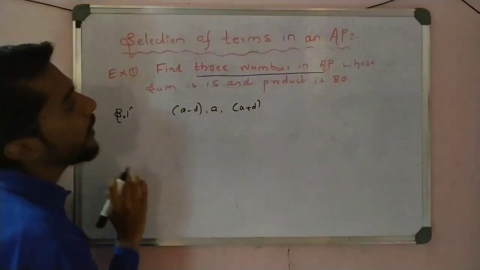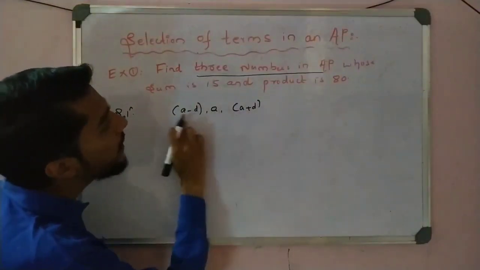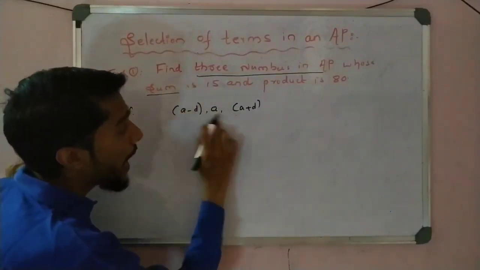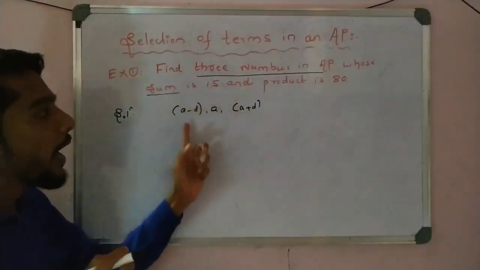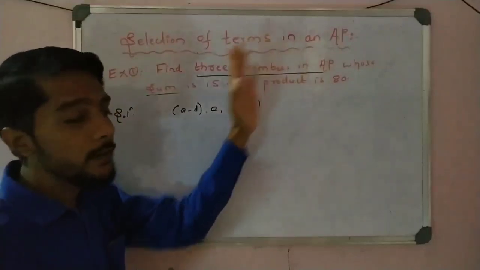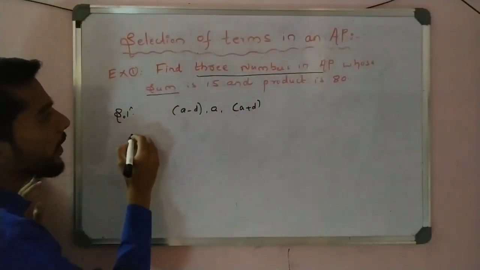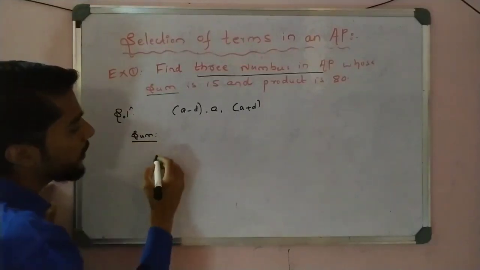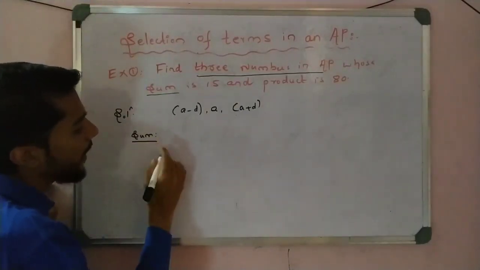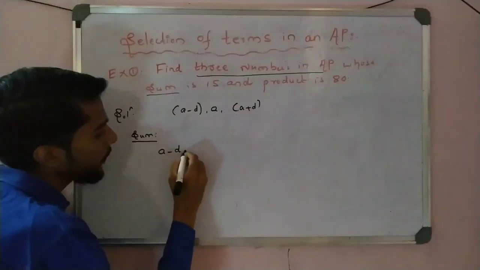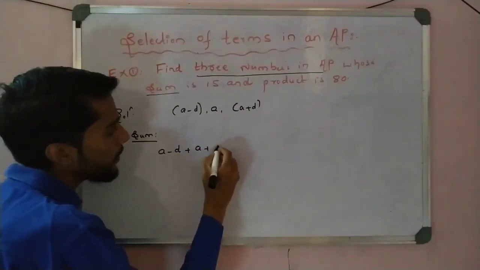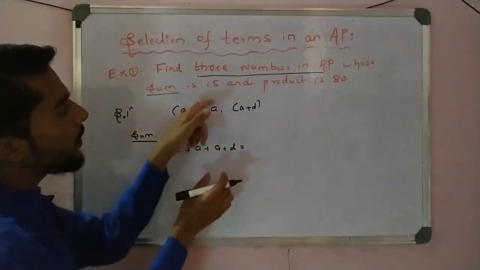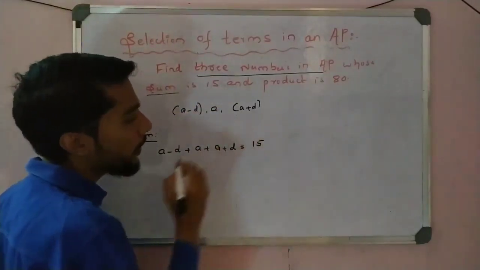Now let us see if we add these terms. Whose sum is nothing but addition. If you add these terms, you get 15, and if you multiply these terms, you get 80. So how do we write? First, add. First the sum. I can write it like that: a minus d plus a plus a plus d. If you add all this, what do we get? We get 15.